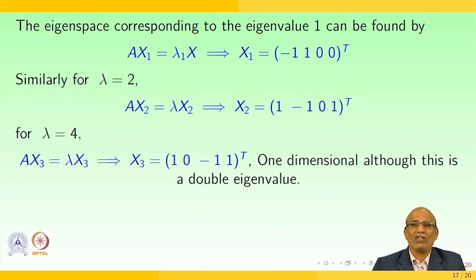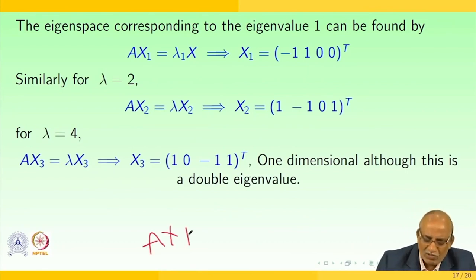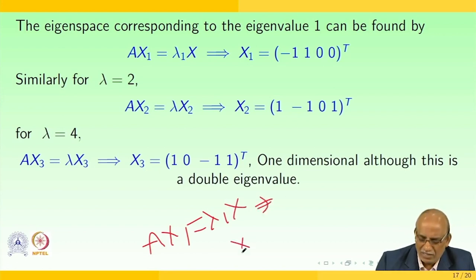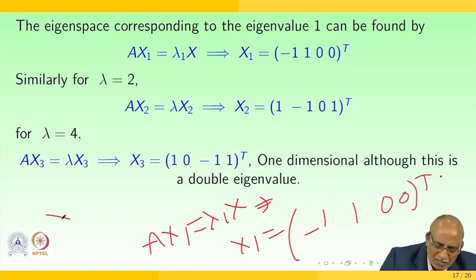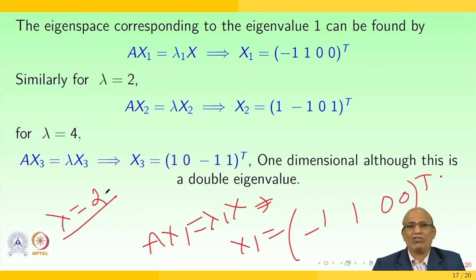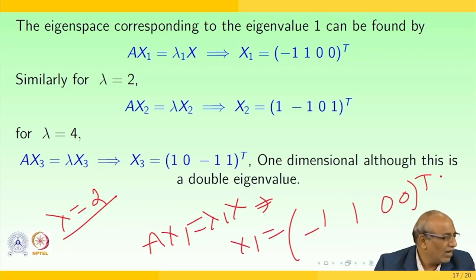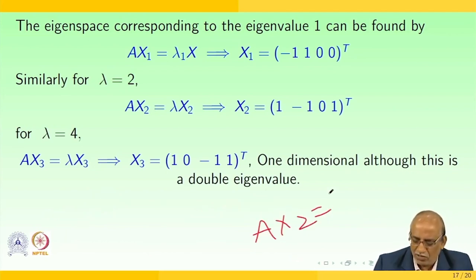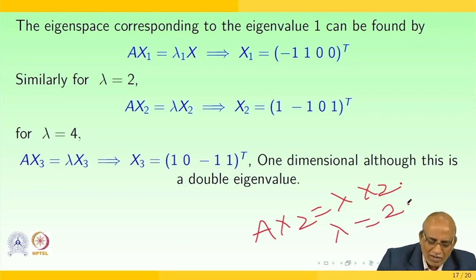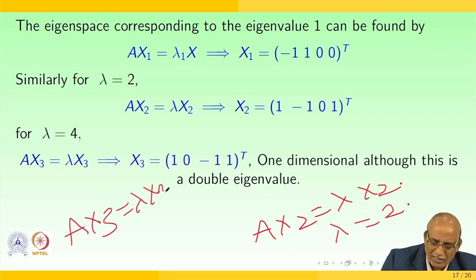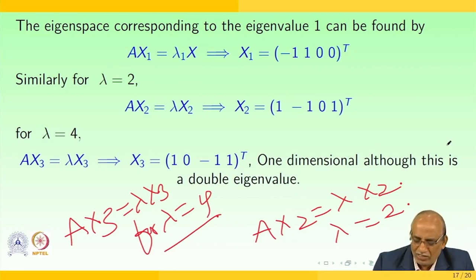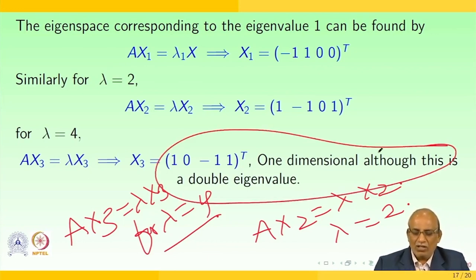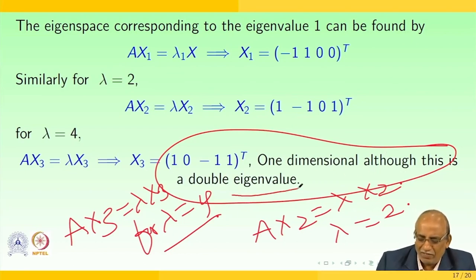So the eigenspace corresponding to the eigenvalue 1 can be found. Ax1 is equal to lambda 1 x1, which implies x1 turns out to be, if you solve, (1, 1, 0, 0) transpose. Similarly, for lambda equal to 2, one could compute the eigenvector: again you will have Ax2 equal to lambda x2. Similarly, you have Ax3 equal to lambda x3 for lambda equal to 4. So the eigenspace is one dimensional, although this is a double eigenvalue. Look at x3 over here.